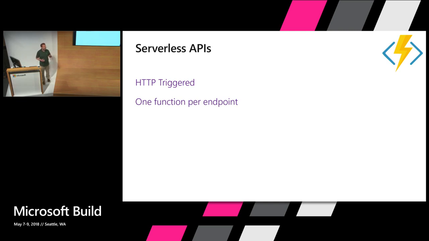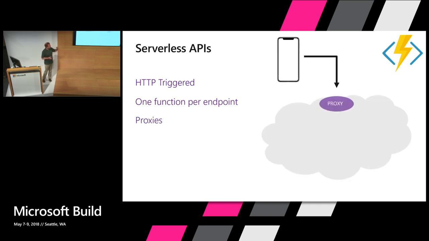So for example, if you build a calculator application, you're going to have one function for the addition, one function for the subtraction, and then one for the divide, etc. Now, each of those functions is going to have a separate URL because it's a different endpoint, okay? So that can get a little bit messy, but we have a really cool feature which is called proxies.